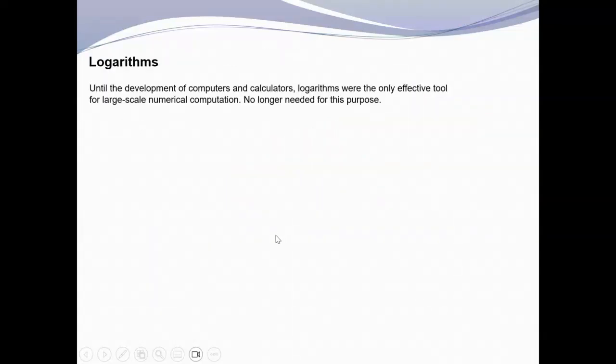Now comes logarithms. Until the development of computers and calculators, logarithms were the only effective tool for large-scale numerical computations. They are no longer needed for this purpose because now we have calculators and computers. But in the past, that's the way they used to calculate large-scale numerical computations.